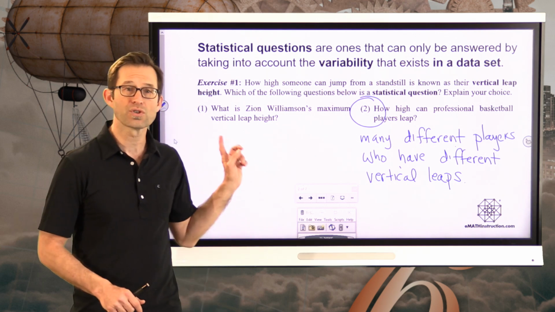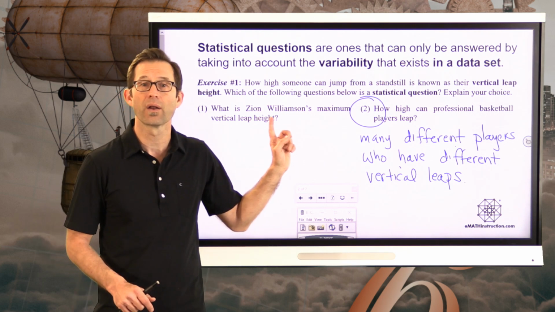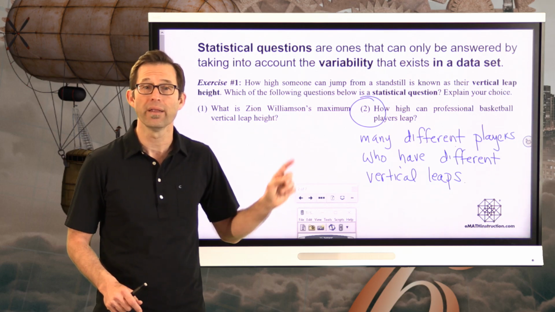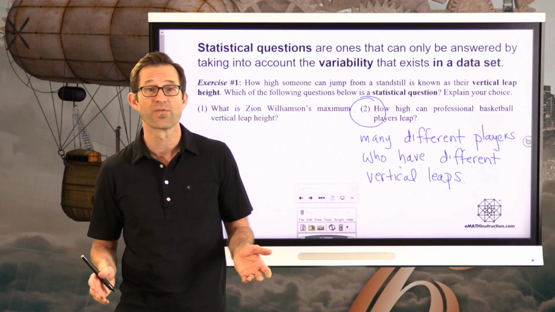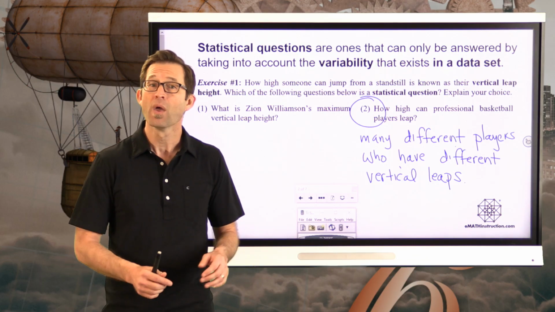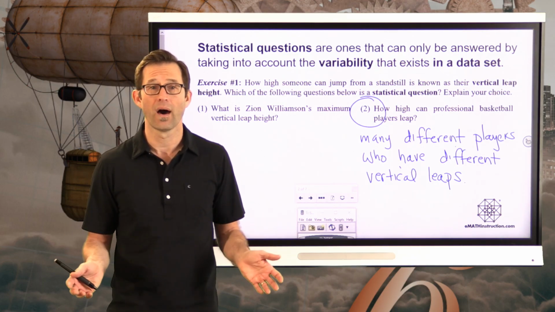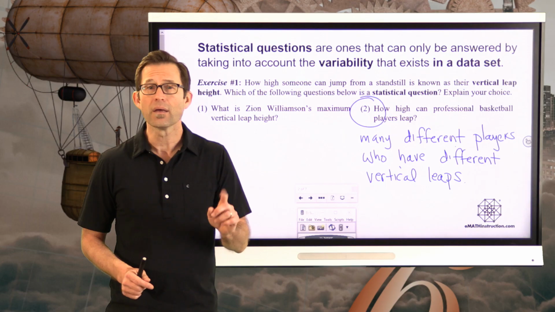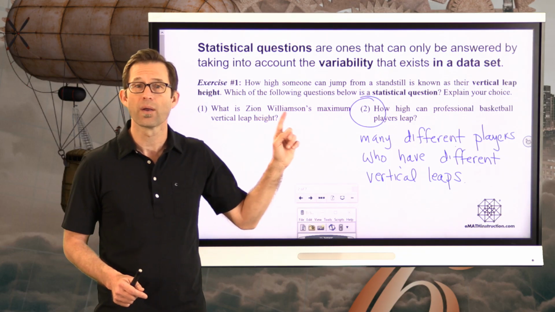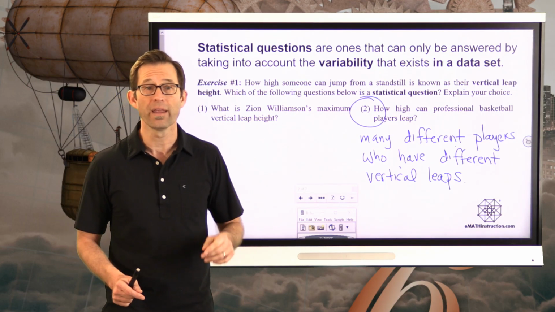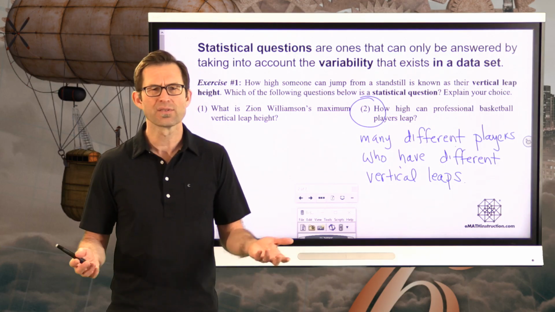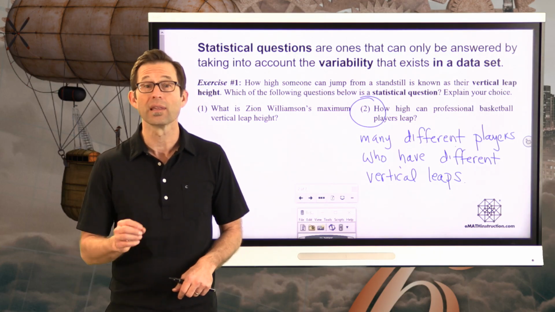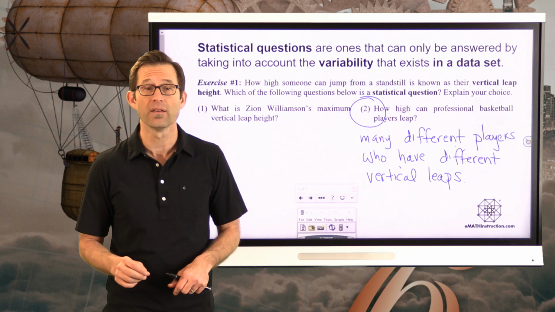On the other hand, a question like number 1, what is Zion Williamson's maximum vertical leap height? Zion Williamson is a very famous basketball player who currently plays for the New Orleans Pelicans, and he's got an amazingly high vertical leap. The way that we phrase this, there's only one answer to that question. I don't exactly know what it is. I think it's around 42 inches or something. He can leap higher than 3 feet into the air.